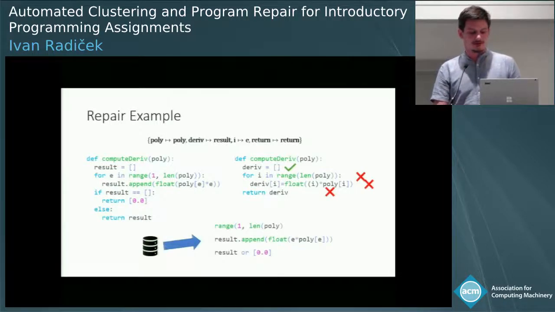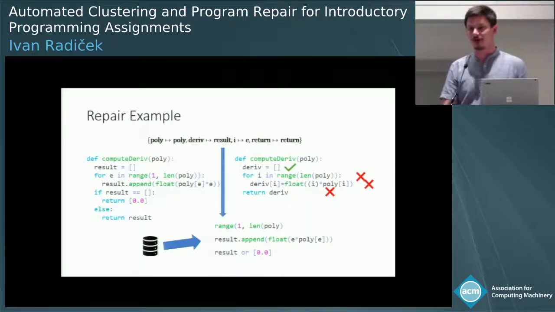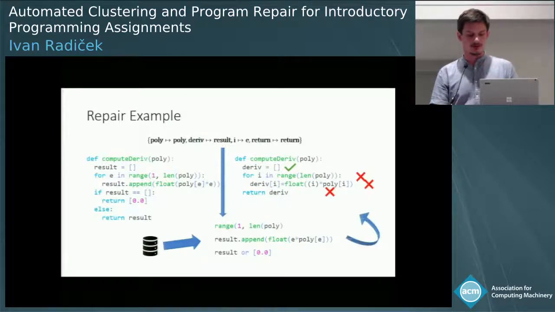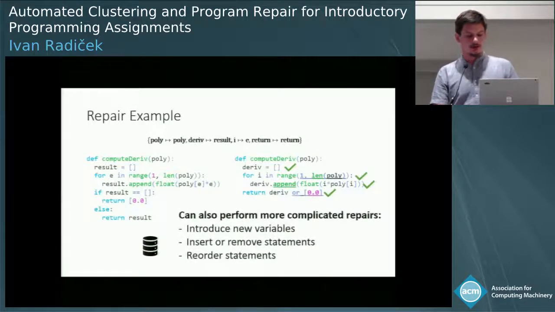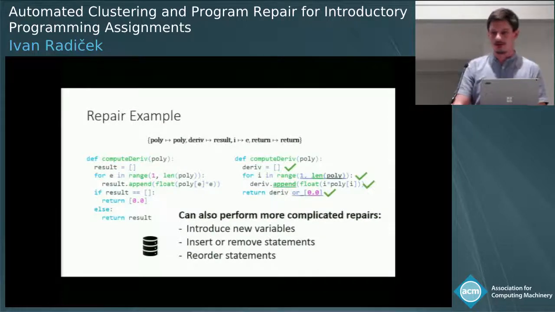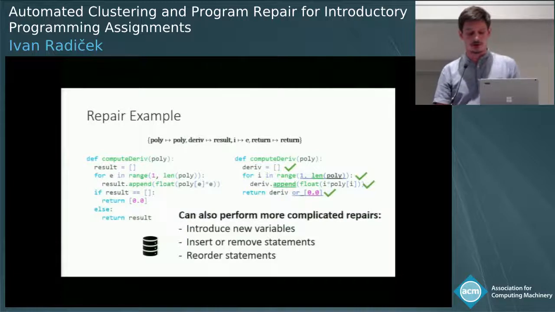And so we again pick from our database the most similar expressions for these wrong expressions. We use the variable relation to rewrite them to range over the variables of the incorrect program. We replace them in the incorrect program, and then the program is correct. So I would also like to point out that this approach can perform even more complicated repairs than shown here. We can introduce new variables that do not exist in the incorrect program, insert or remove statements, and change the order of statements.